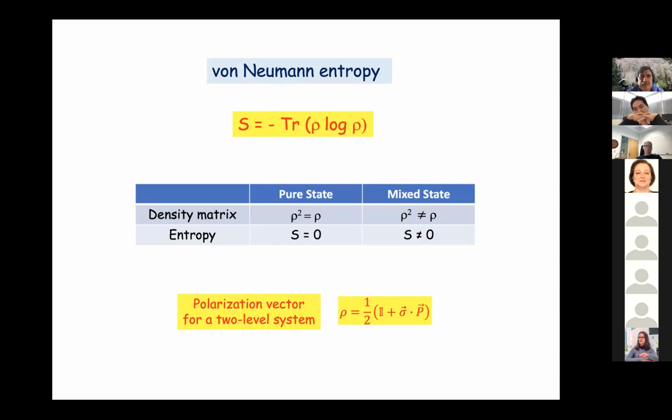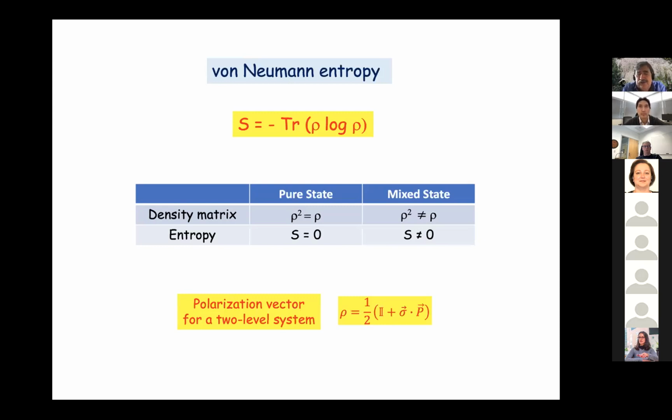If you recall from the quantum mechanics classes, for a pure state, the density matrix satisfies the property rho squared equals rho. The density matrix for a pure state is the ket times the bra of that state, and you can easily see that if the state is normalized properly, rho squared should be equal to rho. If you take that condition and insert it into this von Neumann entropy equation, you'll find that the entropy would vanish. So for a pure state, the entropy would be 0.